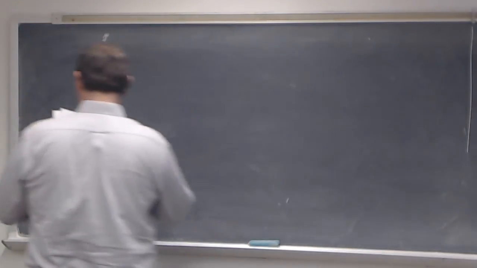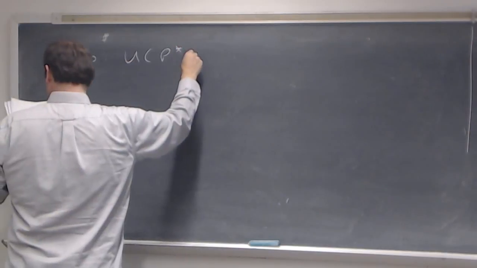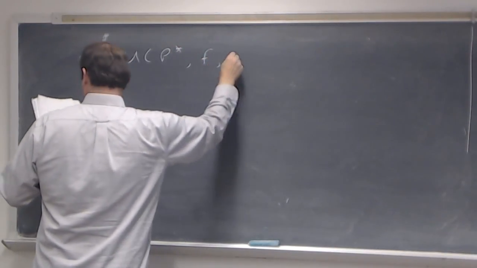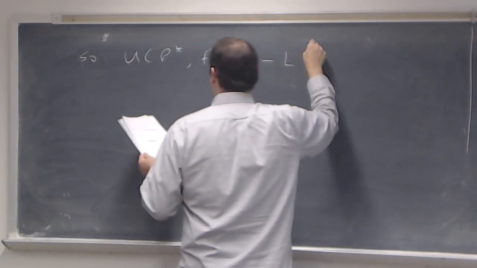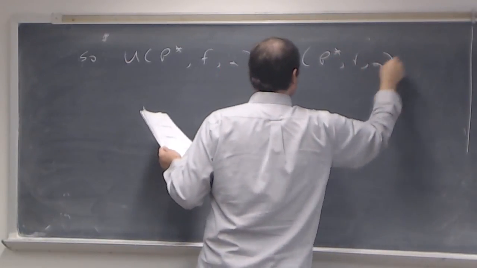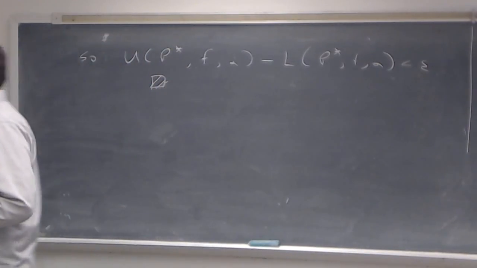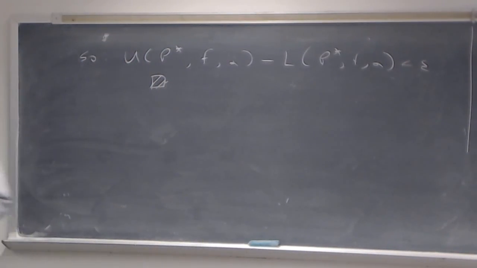Namely, that the upper sum of this refinement partition minus the lower sum of this refinement partition is less than epsilon. And that's what we wanted. So that concludes the proof, and that's all I wanted to do today. Thank you very much for your time and patience.